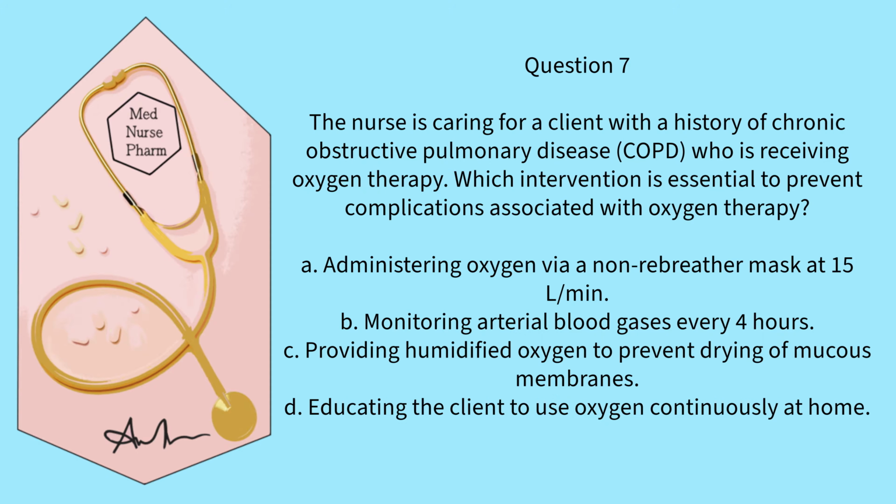Question 7. The nurse is caring for a client with a history of chronic obstructive pulmonary disease who is receiving oxygen therapy. Which intervention is essential to prevent complications associated with oxygen therapy? A. Administering oxygen via a non rebreather mask at 15 liters per minute. B. Monitoring arterial blood gases every 4 hours. C. Providing humidified oxygen to prevent drying of mucous membranes. D. Educating the client to use oxygen continuously at home. Pause the video and select your answer.